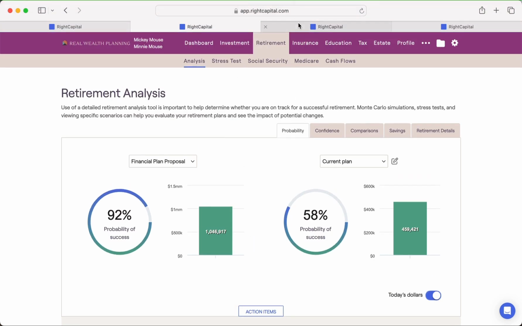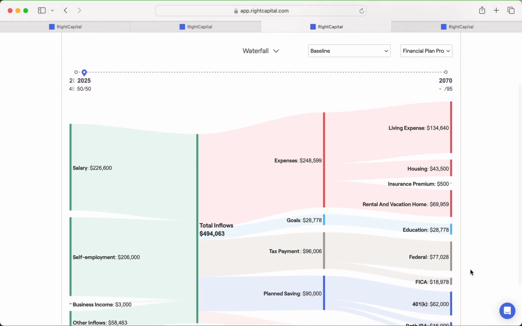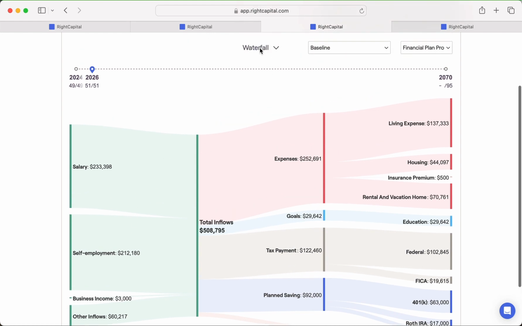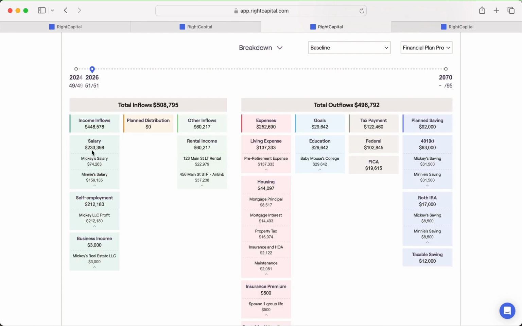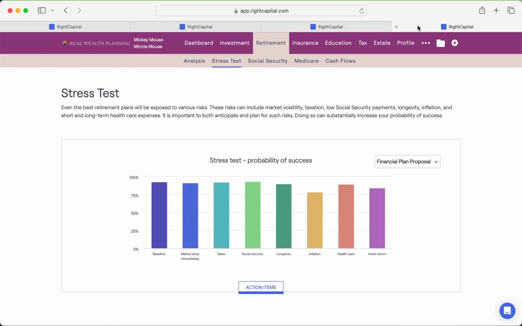Some of the other things that we look at are our cash flows. This visual helps us see in any given year how much we expect you to earn and spend and where those expenses and those earnings would come from. There's also a breakdown of it if you want to see the details. And then finally, a stress test. There's a lot of modules within this retirement planning session that we do, but these three, the overview analysis, the cash flows, and the stress test, are probably the most important.